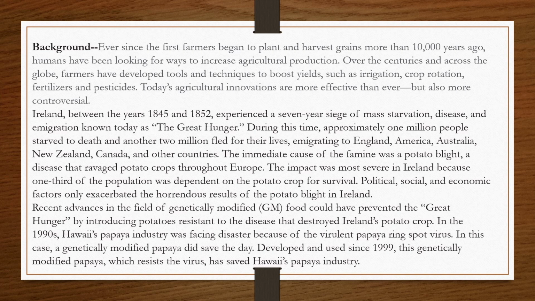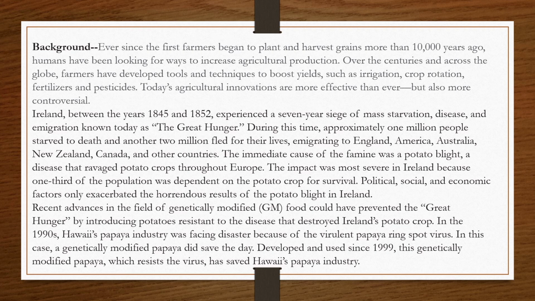Ever since the first farmers began to plant and harvest grains more than 10,000 years ago, humans have been looking for ways to increase agricultural production. Over the centuries and across the globe, farmers have developed tools and techniques to boost yields, such as irrigation, crop rotation, fertilizers, and pesticides. Today's agricultural innovations are more effective than ever, but also more controversial.